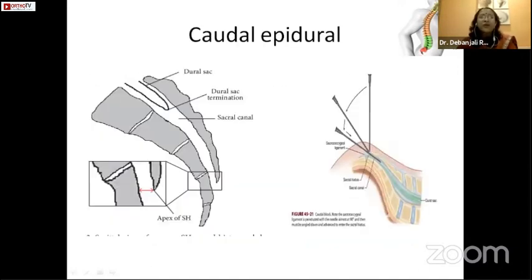So next, I'm going to the caudal epidural. See, the dural space at the caudal area is very close to the sacral bone. So we should go from downwards. We should insert our needle from the downwards and go very carefully.